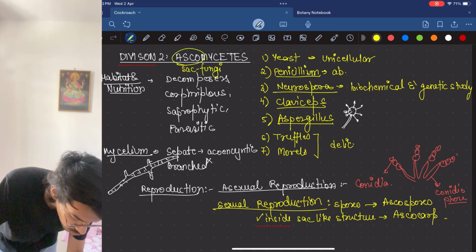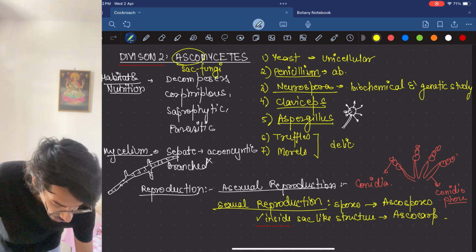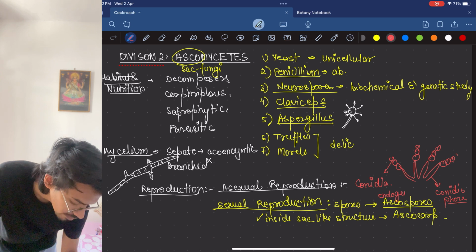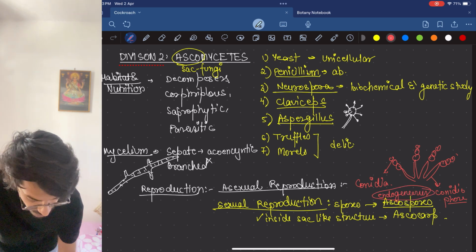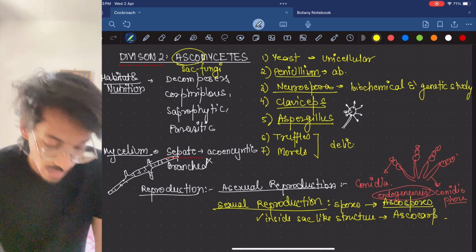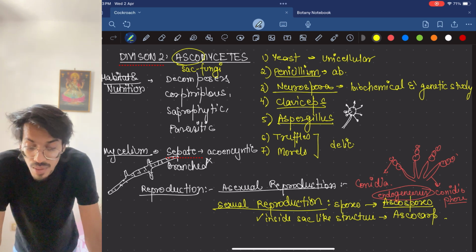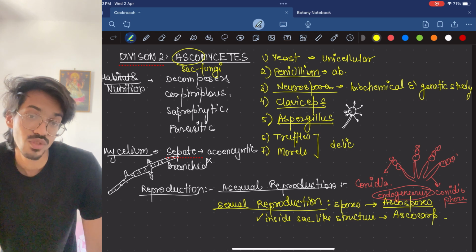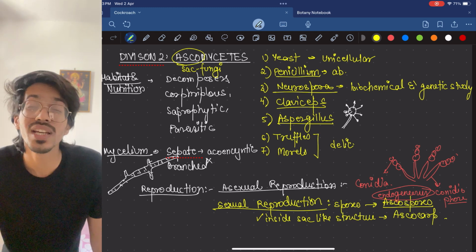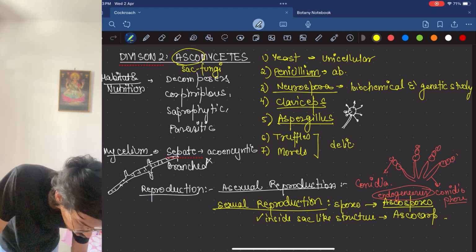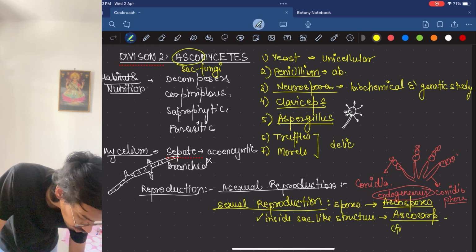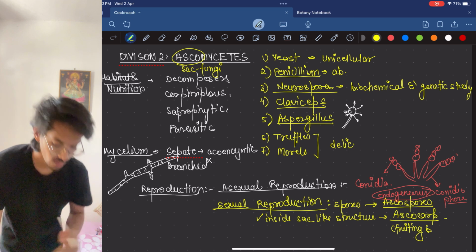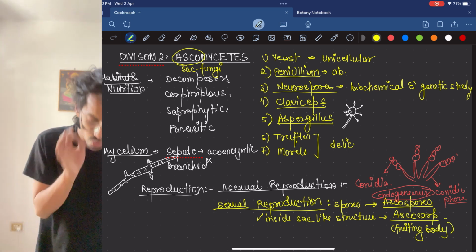Means these spores are what? These spores are endogenous. If they are present inside, means what? Endogenous. Important thing which most of the students forget. Okay, this is all about this thing. And this ascocarp, which is a sac-like structure, is called what? Fruiting body. Okay, so it is a fruiting body on which this will be present. With this, your ascomycetes are over.